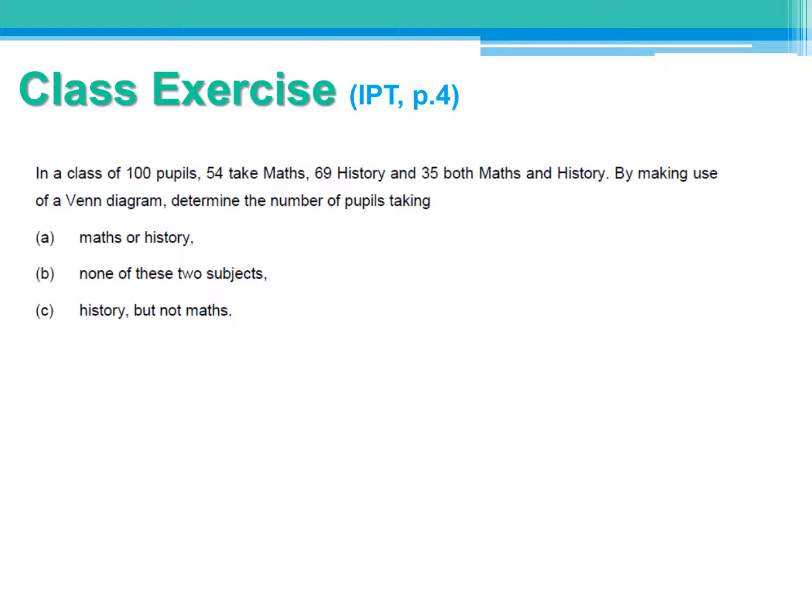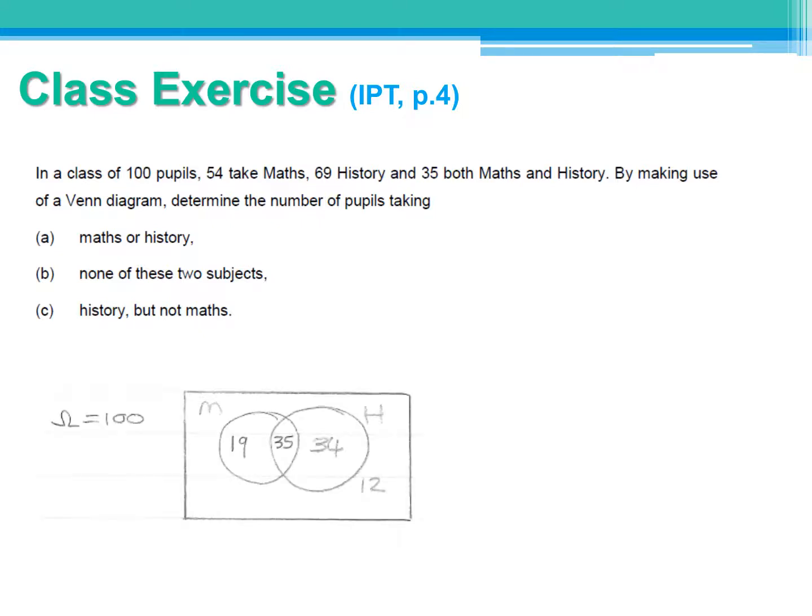Okay, let's look at the answer. So I have 100 pupils in total, and I have 2 events in my Venn diagram, maths and history, and they are not mutually exclusive because there are 35 students that take both maths and history. So in the overlap, I will have 35. I have 54 that take maths.